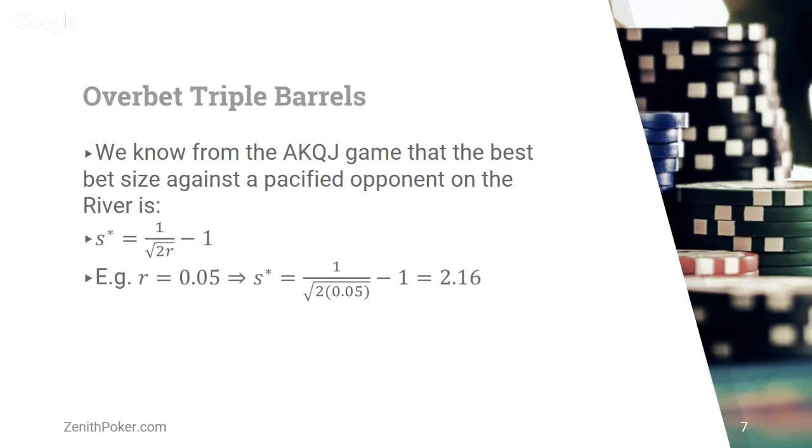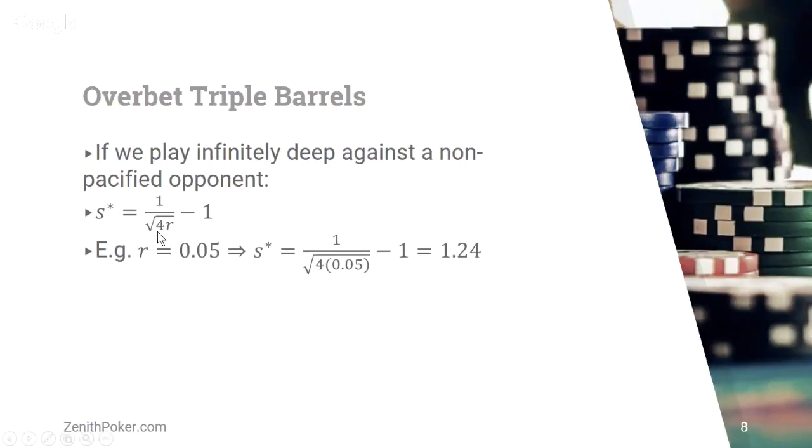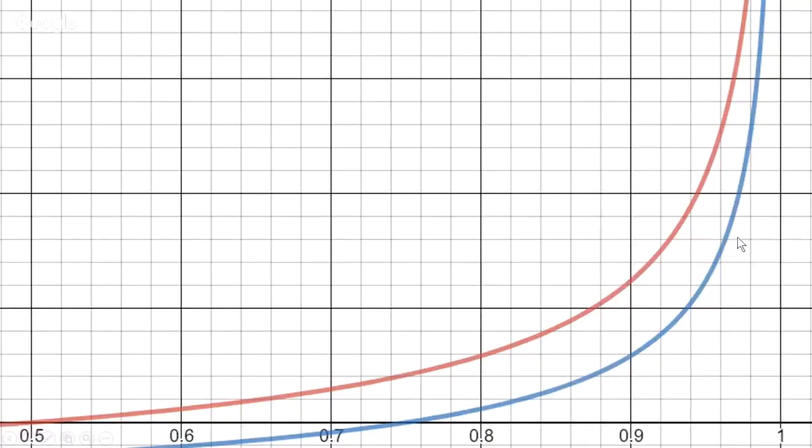So if I'm betting 2x pot, it's only going to be with a specific value range, because if we have stronger or weaker hands, we're going for a different bet size. So that goes again to this graph.